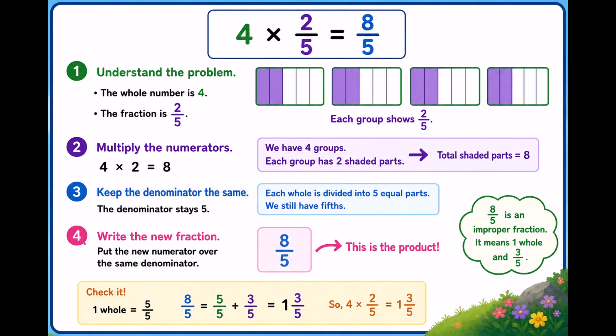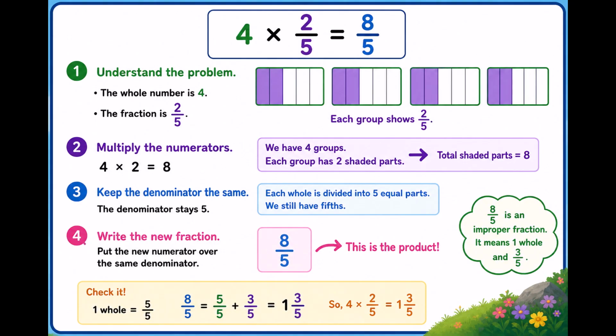Now let's look at the answer, 8/5. It is an improper fraction because the numerator is larger than the denominator. We can also write it as the mixed number 1 3/5. And in this image, you're able to see how we made it into 1 3/5. So remember, when multiplying a whole number by a fraction, multiply the whole number by the numerator. Keep the denominator the same and simplify or change to a mixed number if needed.